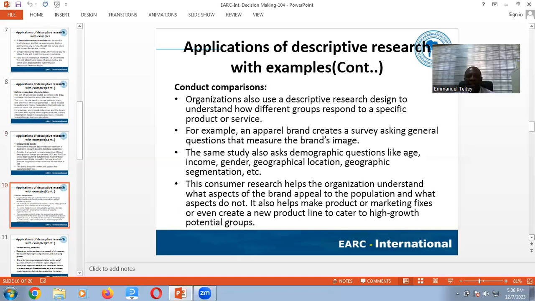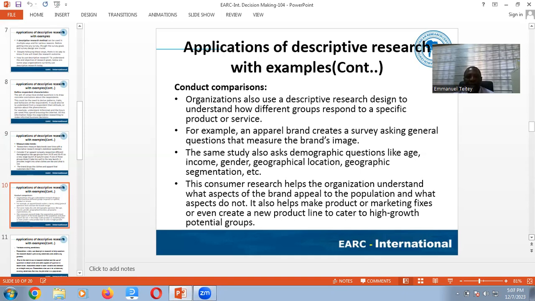Application of descriptive research example continues. Conduct comparison. Organizations also use a descriptive research design to understand how different groups respond to a specific product or service. For example, an apparel brand creates a survey asking general questions that measures the brand's image. The same study also asks demographic questions like age, income, gender, geographical location, geographical segmentation, etc.